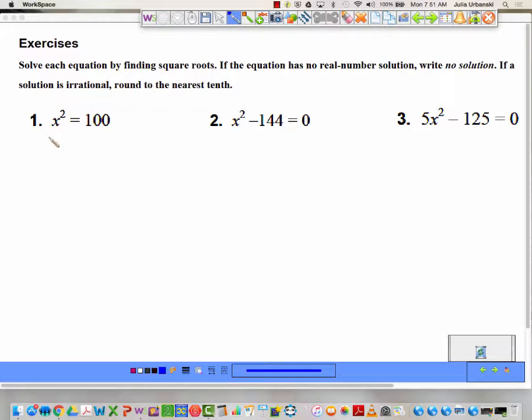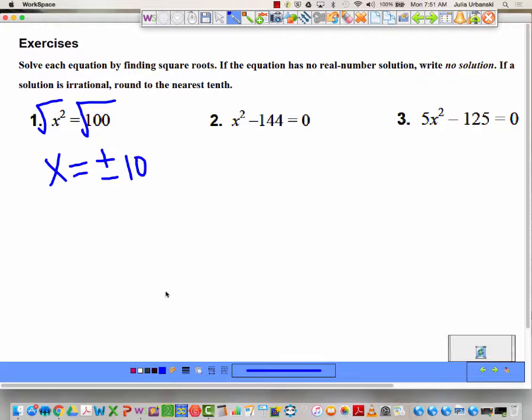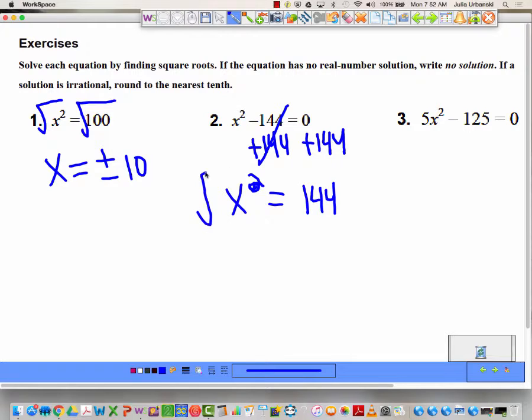Number 1, you already have x squared by itself. So you take the square root of both sides. X will equal two possible answers, positive and negative 10. That one's easy because you already have the x by itself. But this one, you can't take the square root of both sides yet. What do you have to do? Add 144. And this time it's going to be a positive, so it's going to be okay. So we have x squared equals 144. Take the square root of both sides, and you get positive or negative 12.